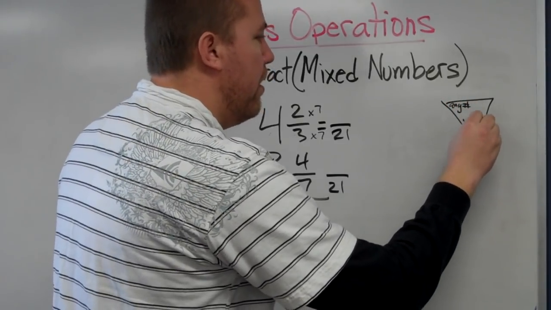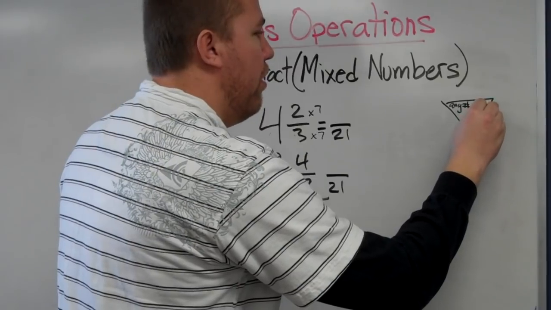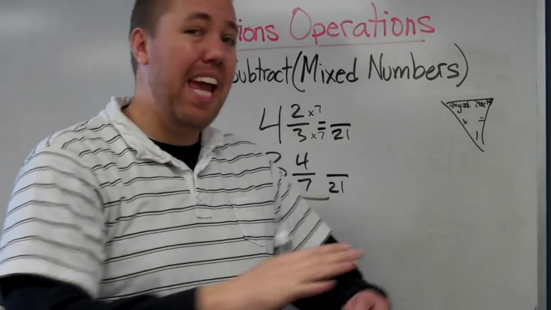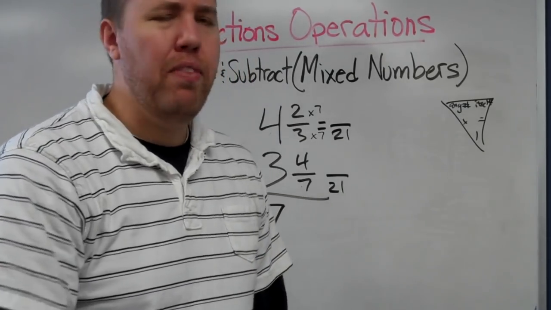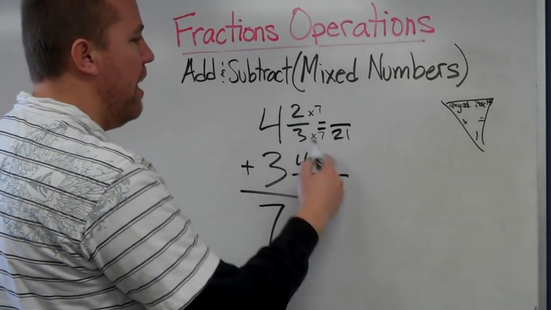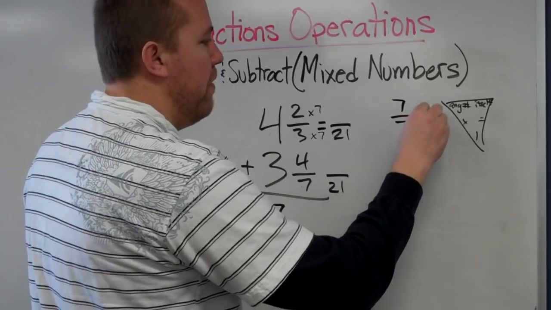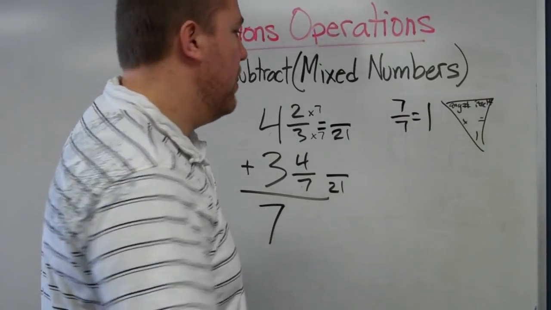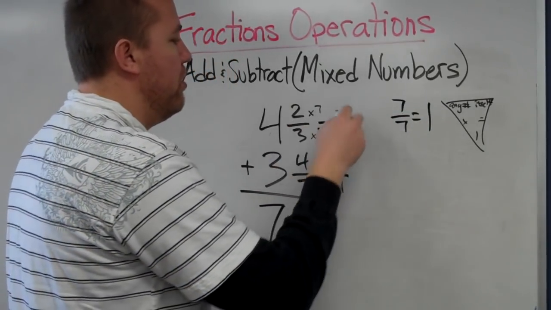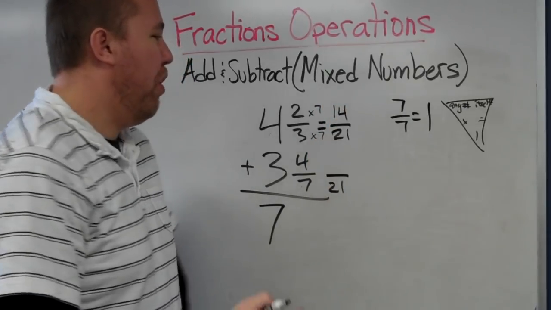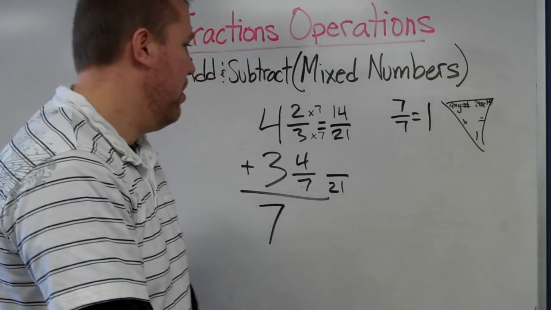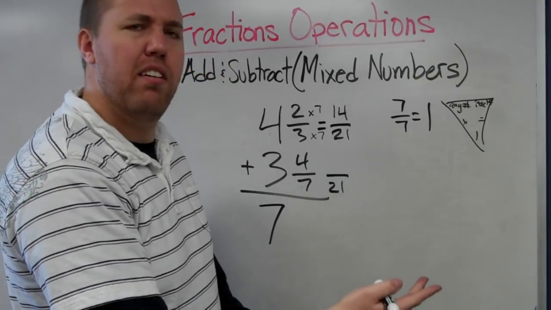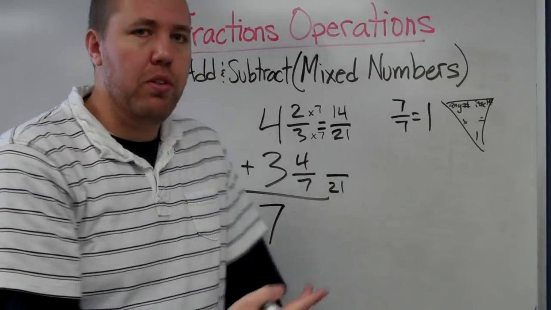times 1 equals itself. If I times it by any other number, even if it's really, really close to 1, it can't equal itself. So 7 divided by 7 equals 1 whole. So that's why I can do this. 2 times 7 is 14. So 4 and 14/21sts equals 4 and 2/3.